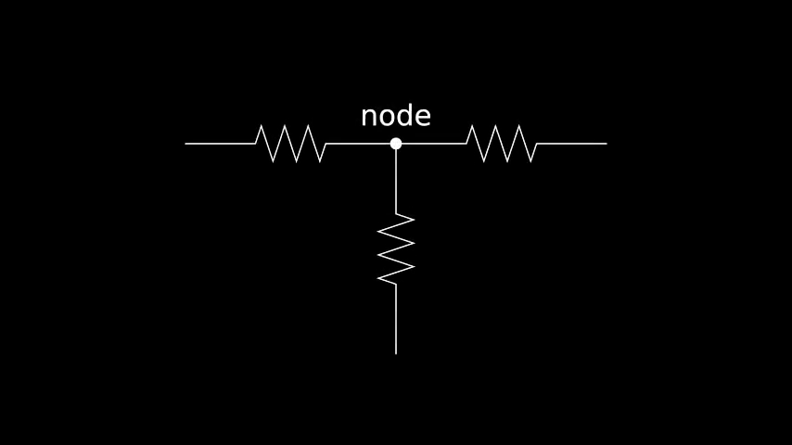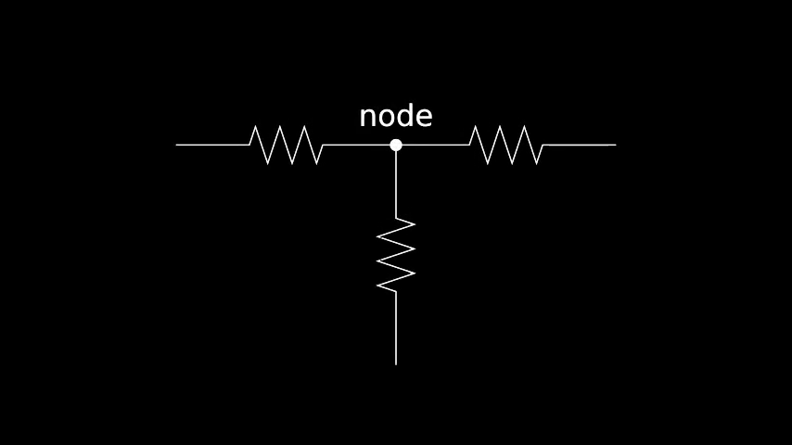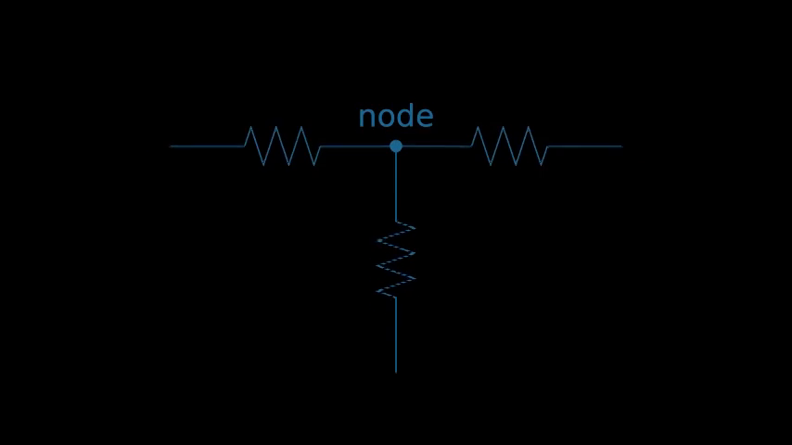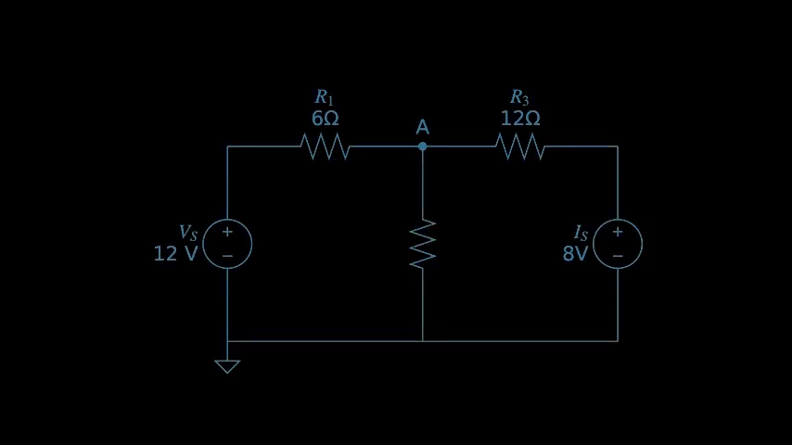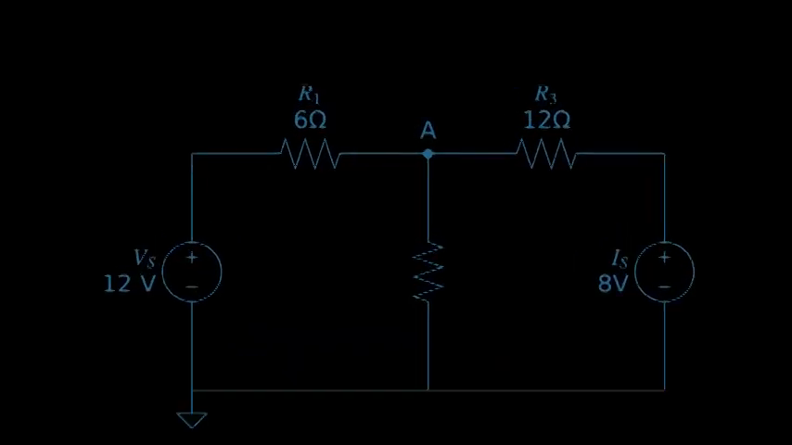Nodal analysis applies KCL to each node in a circuit. Each node in a circuit generates an equation involving that node voltage and the other node voltages. Solving this system of equations gives the node voltage values. Superposition lets us simplify a complex circuit into several simpler circuits and combine the results to solve the complex circuit.